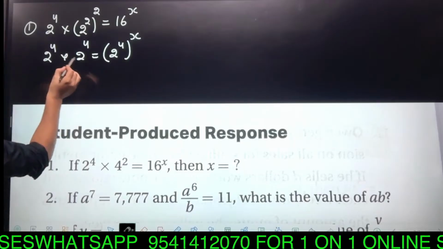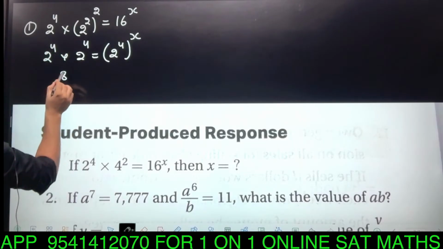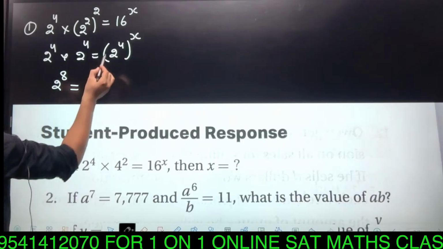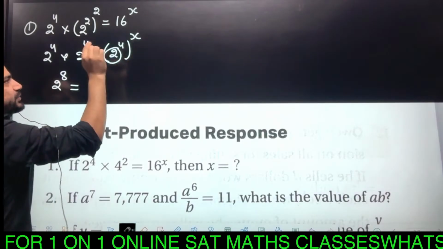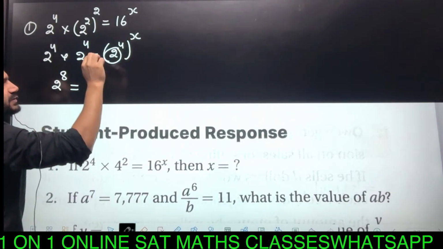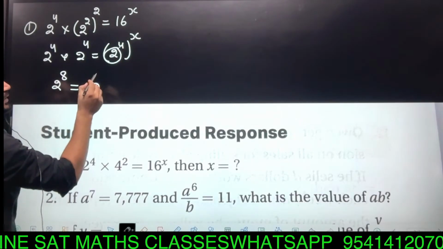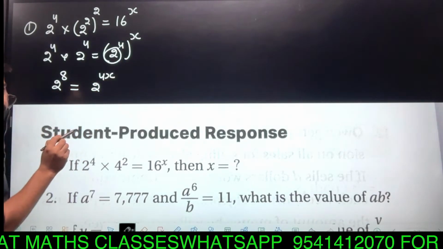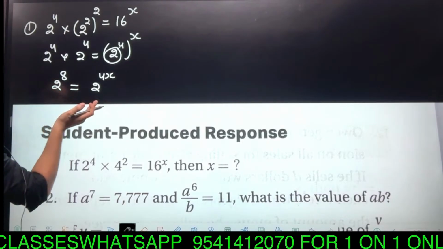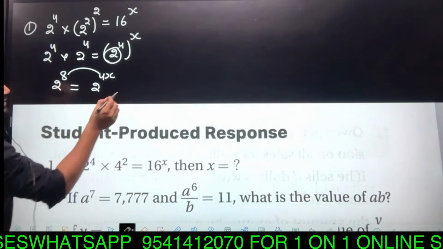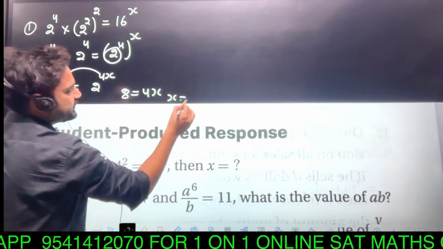Now when the base is the same, the powers will add, so this is 2 power 4 plus 4, which is 2 power 8, equal to 2 power, and now this 2 has 2 powers, it has 4 and it has x. When one base has 2 powers, these powers will multiply. So this 4 and this x will multiply, giving 4x. Now the base is the same in LHS and RHS, so the powers will also be the same. So 8 is equal to 4x and x will be equal to 2. This is our first question.